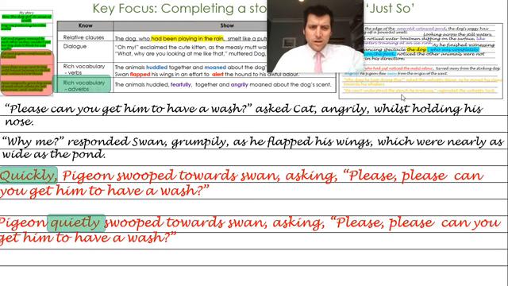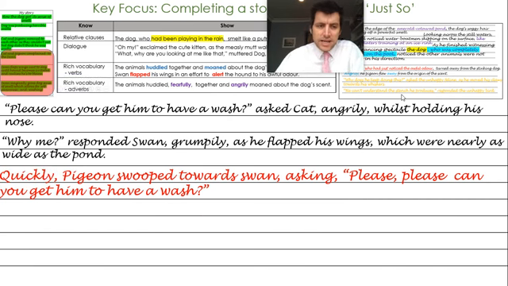Asking. I put it somewhere else. Pigeon quietly. So it doesn't always need to start in the sentence. Different options here. Asking. There is still an error, isn't there? Because I should have put a capital letter for Swan. So well done for spotting that, Hanya. Okay, so now I've got quickly pigeon swoop towards Swan with my error where it should be a capital letter.